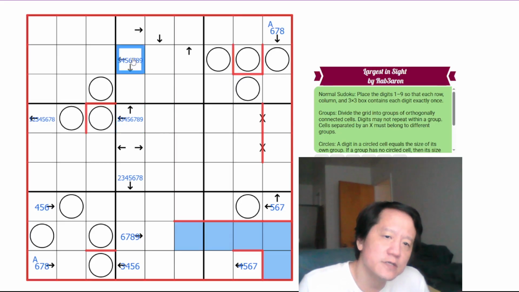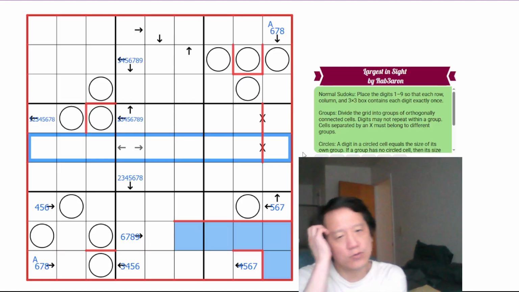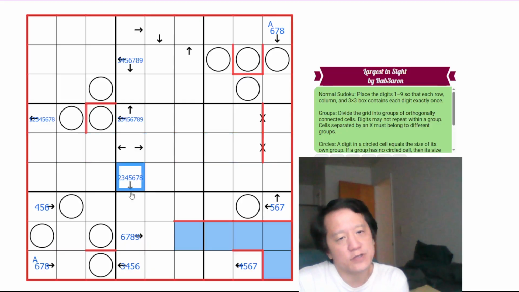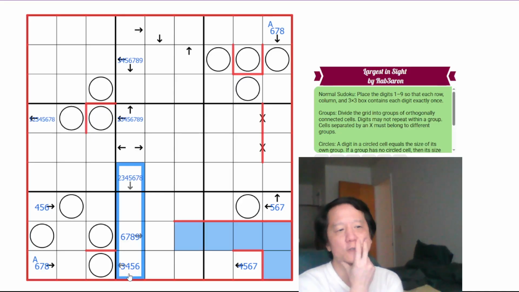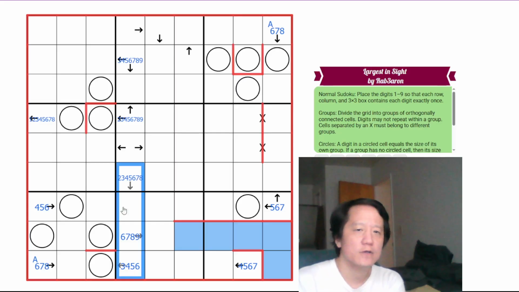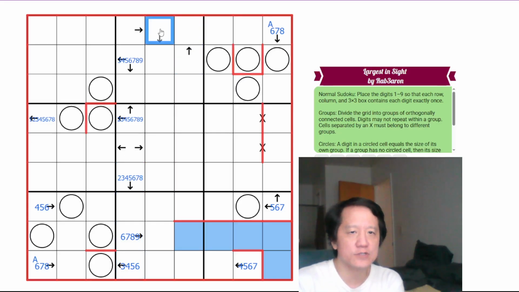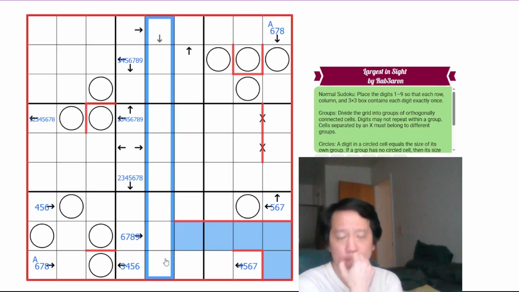So this sees all of these potential groups. This sees all of these and all of these. This sees this entire row. This sees only these 4 cells. This sees these 2. This sees this entire column.